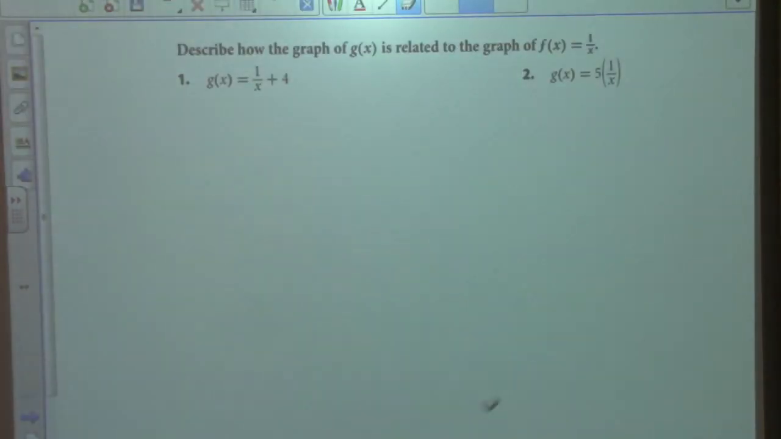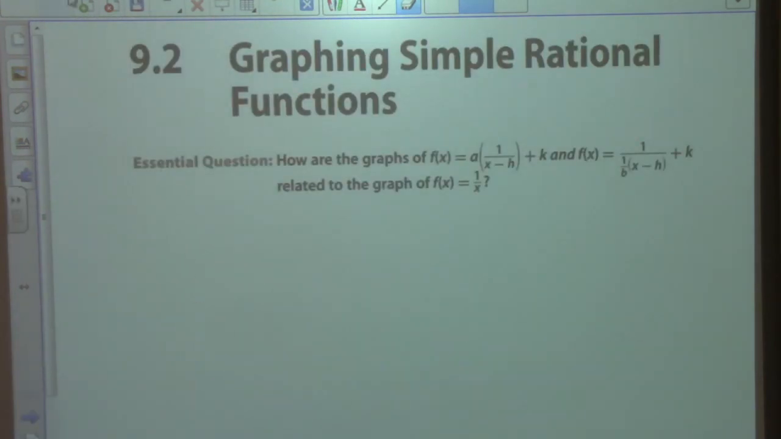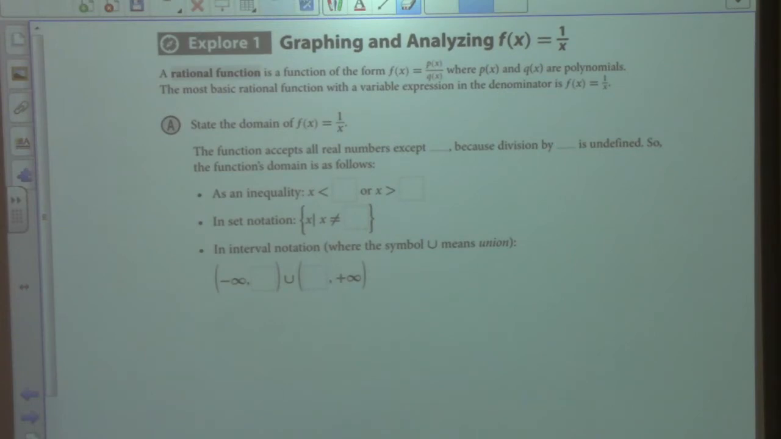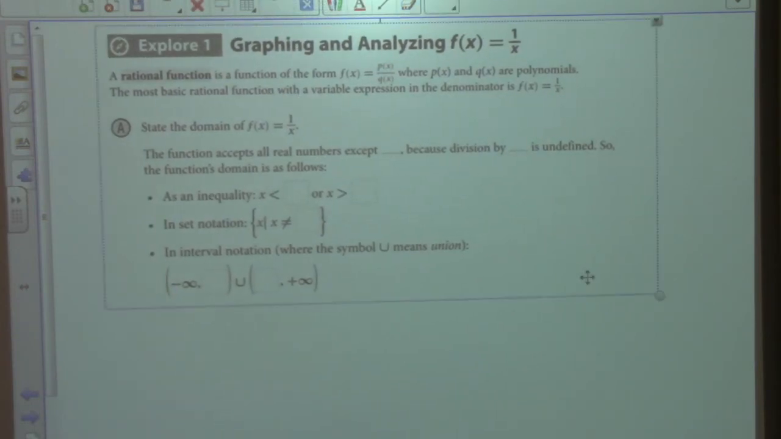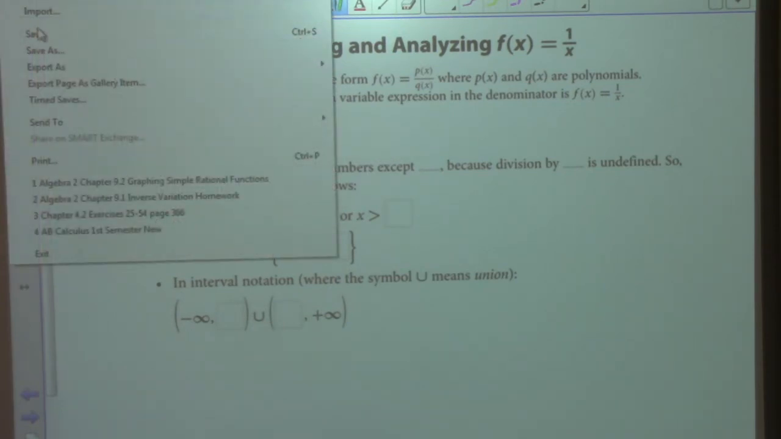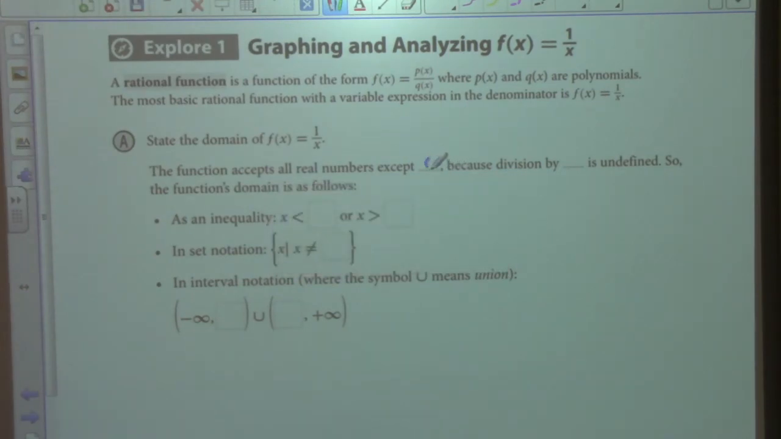Okay, now we are at the next section right here. This is what the state expects you to know or learn. So here, explore 1, graphing and analyzing f of x equals 1 over x. State the domain of f of x equals 1 over x. The function accepts all real numbers except what? Except 0, because division by 0 is undefined.